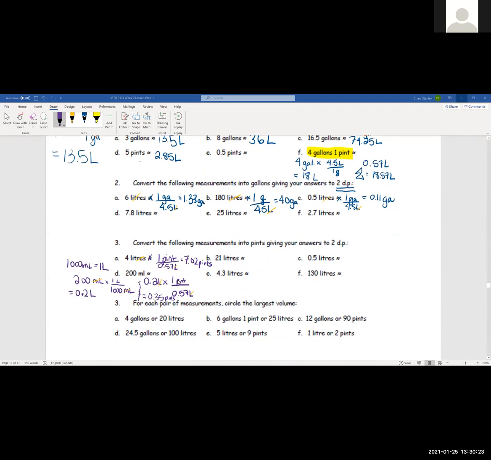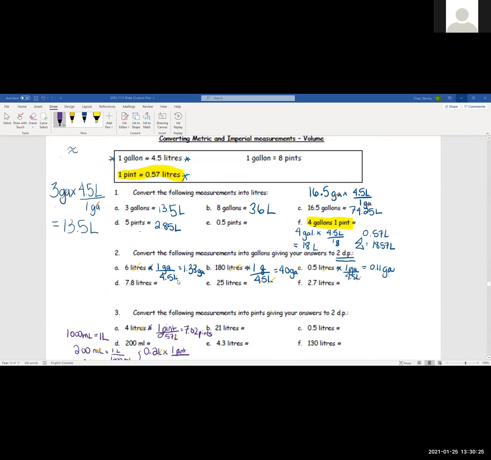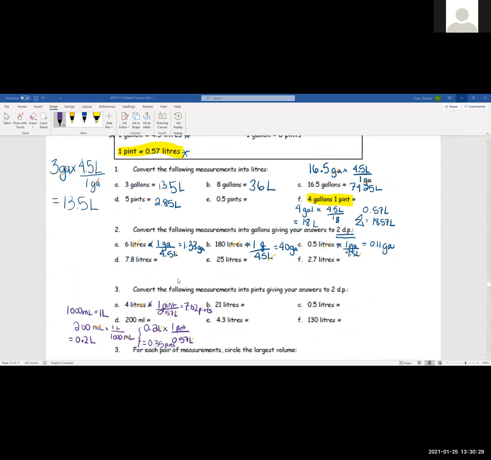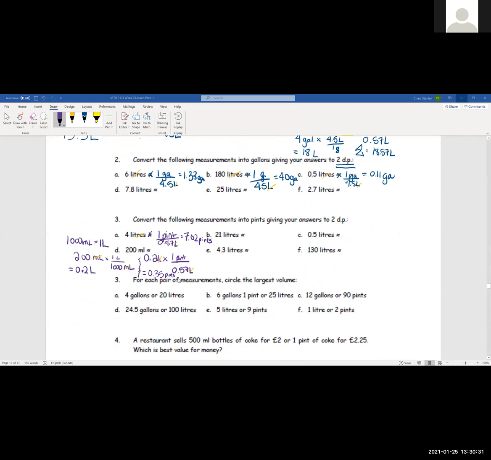So I would be multiplying. 1 gallon is 4.5 liters, so 4 gallons is 4 times 4.5. Okay, 4 gallons times 4.5 liters per 1 gallon. And what does that equal? Do you have your calculator handy? Yeah, it is going to be 18 liters.